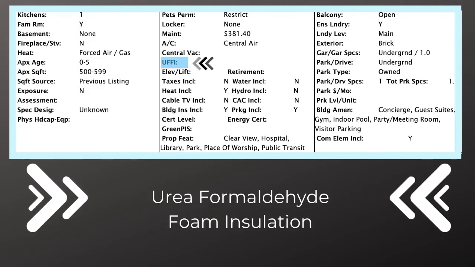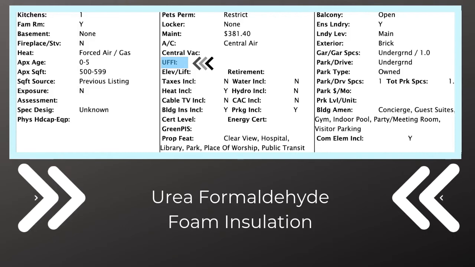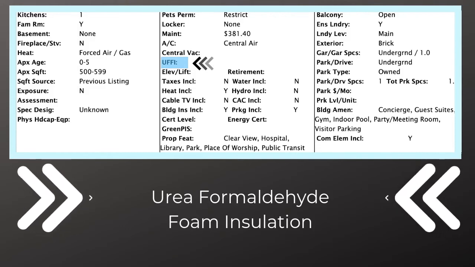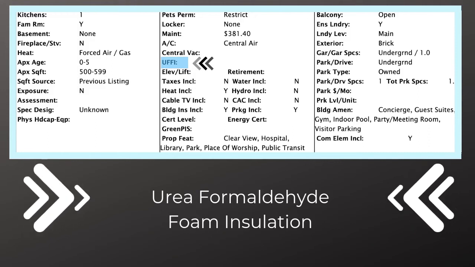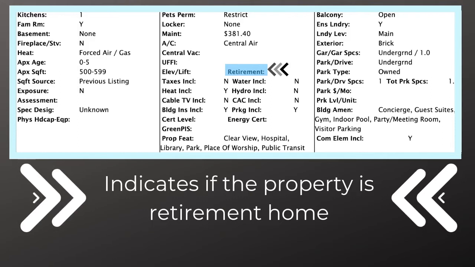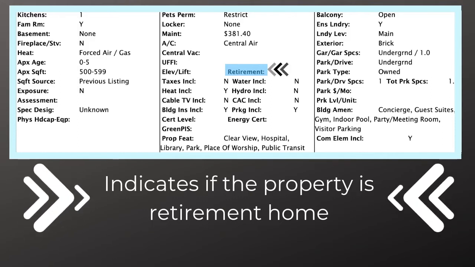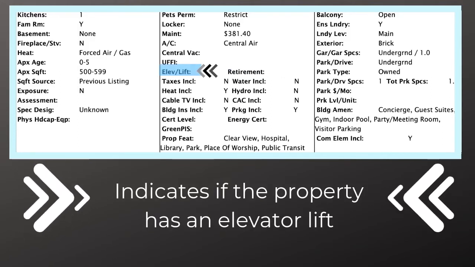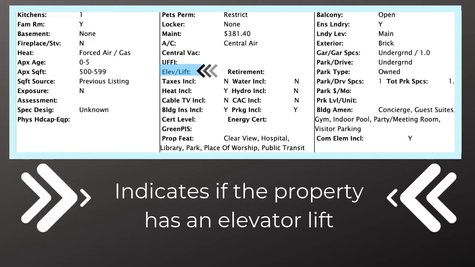Next section is UFFI, which stands for urea formaldehyde foam insulation. Pretty much bad stuff that you want to avoid having in your living space. The next section says retirement. This indicates if the property is a retirement home. The next one indicates if there's an elevator inside the building.